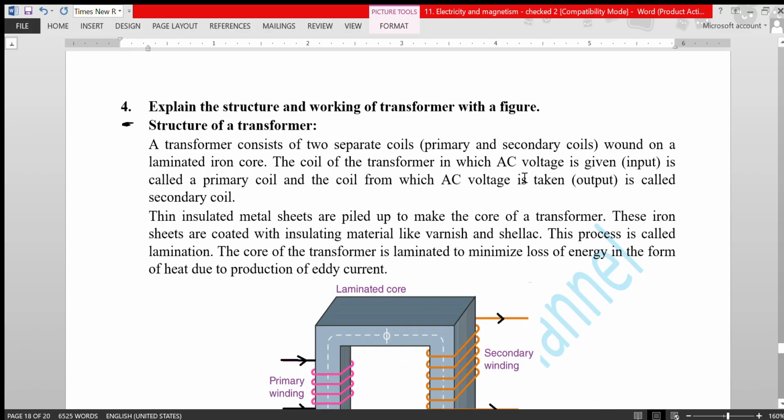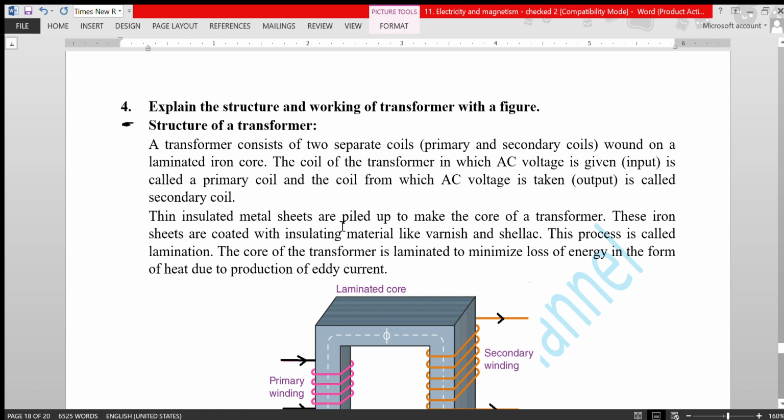Explain the structure and working of transformer with a diagram. Structure of a transformer. A transformer consists of two separate coils, primary and secondary, wound on a laminated iron core. The coil of transformer in which AC voltage is given as input is called primary coil, and the coil from which AC voltage is taken out as output is called secondary coil.